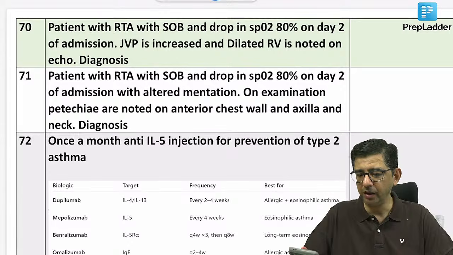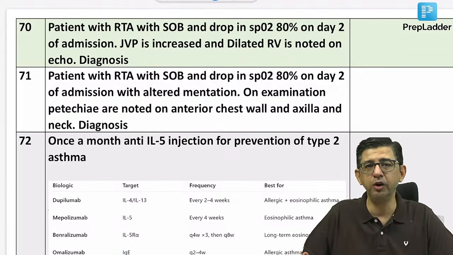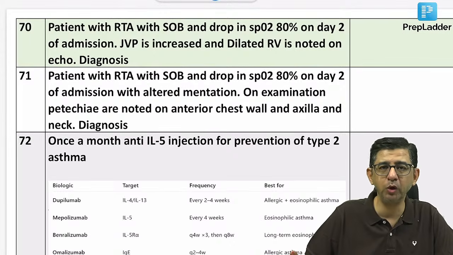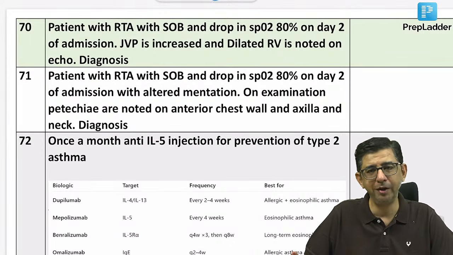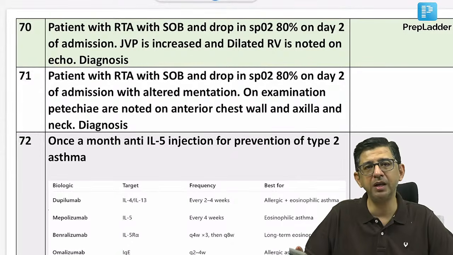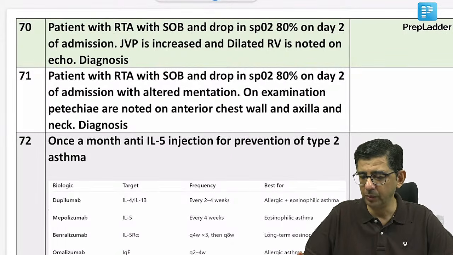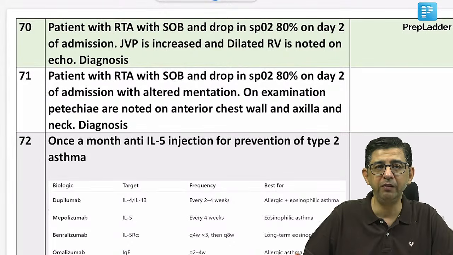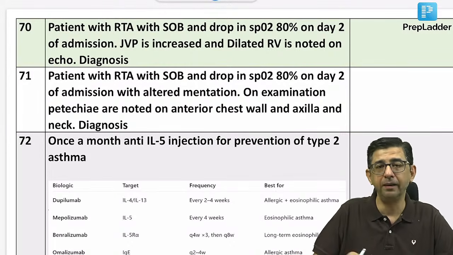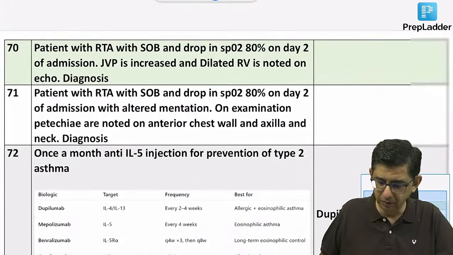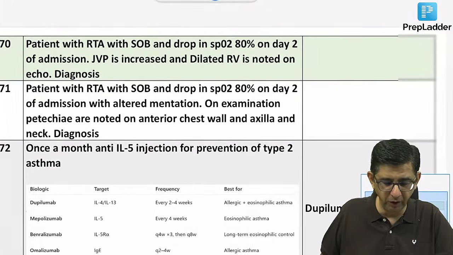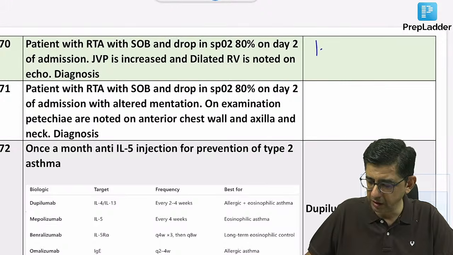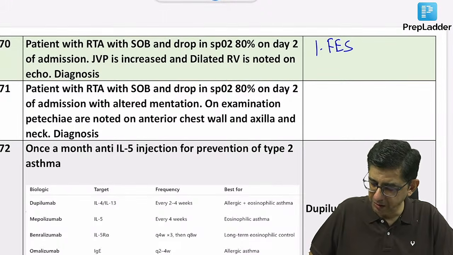Patient of RTA, road traffic accident, is having shortness of breath and a drop in SpO2 on day 2 of admission. I mean, a guy had an accident, a nasty bike crash. He's having multiple injuries, and there's a drop in oxygen saturation, and the person is having elevated JVP with a dilated right ventricle on an echocardiography. Yes, guys, you have to select between fat embolism and pulmonary embolism.